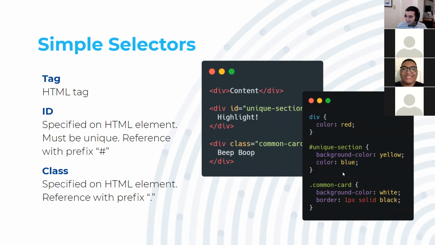But here's an example, right? We have this comment card. What color do you guys think the text of this comment card is going to be? It's a div, and we're specifying that the divs are going to have a red color, but it also has the class of comment card. And this comment card specifies that the background color is white, and the border is going to have this like 1px border around the edges.